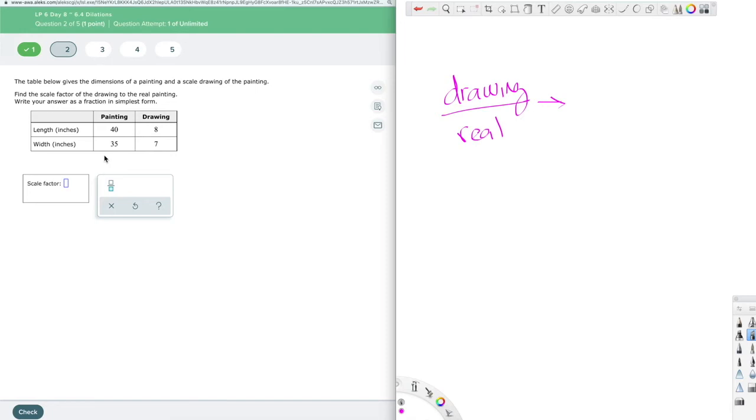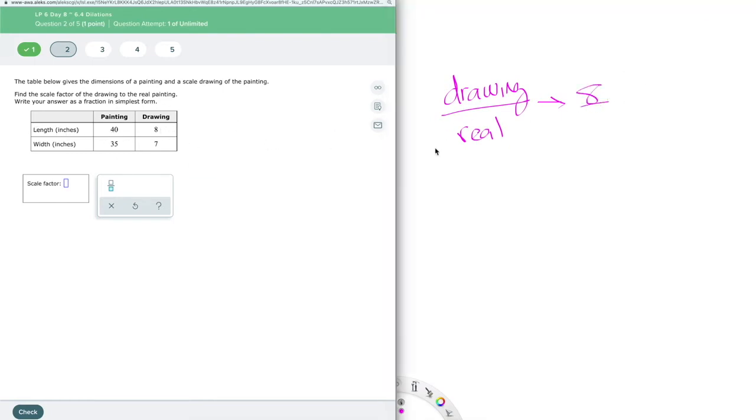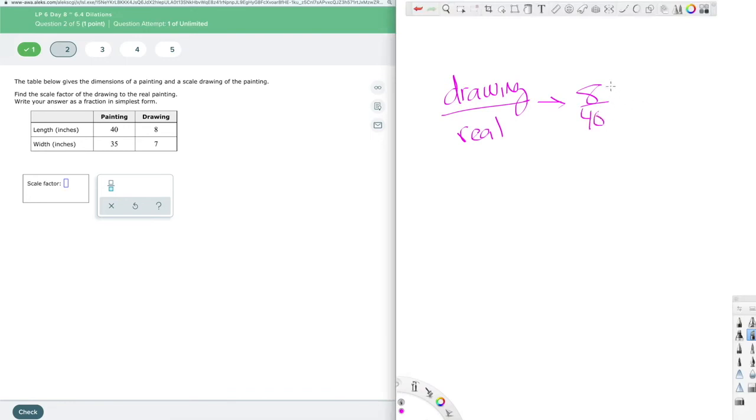All right. So we want to just take a look at the scale for each one. We have length and we have width. So if we look at the length, we have drawing is 8 and the painting is 40. And we just want to reduce this. We don't want to turn it into a decimal. We just want to reduce it. It can divide by 8 on both top and bottom to reduce it. So we get 1 over 5. So this could be the scale factor. Every inch on the drawing is actually 5 inches on the real painting.